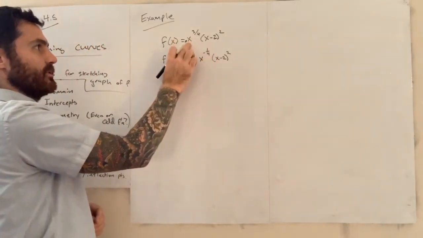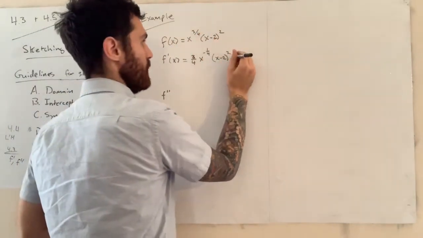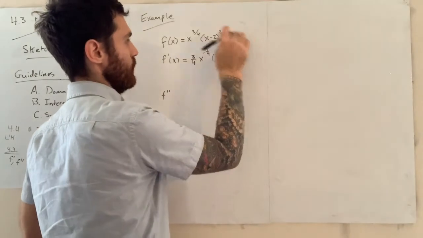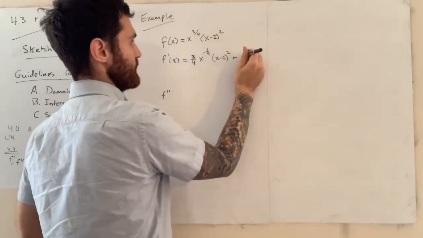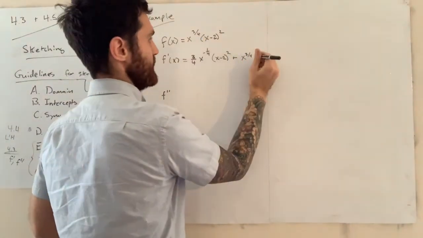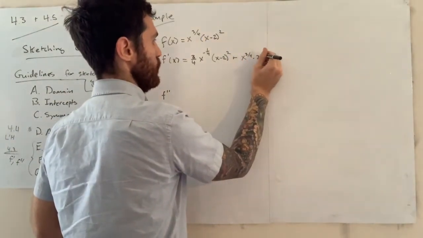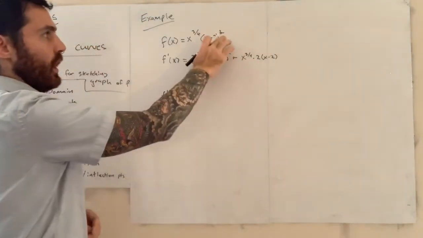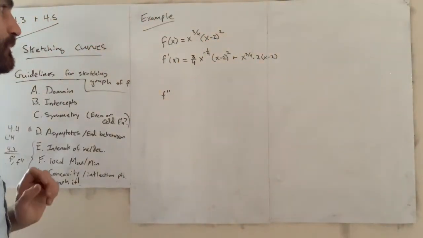So derivative of the first function times the second function, plus the first function, x to the 3/4, times the derivative of the second function. So times 2(x minus 2) raised to the 1, because I'm using the power rule there.